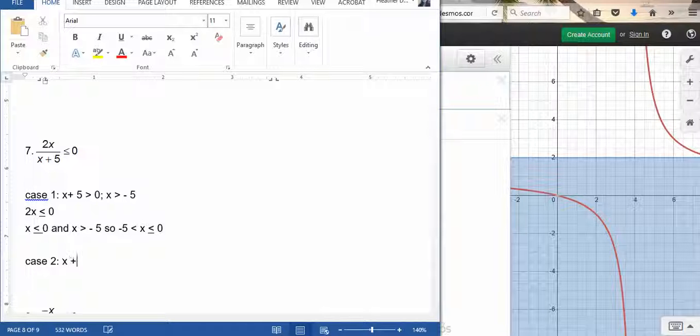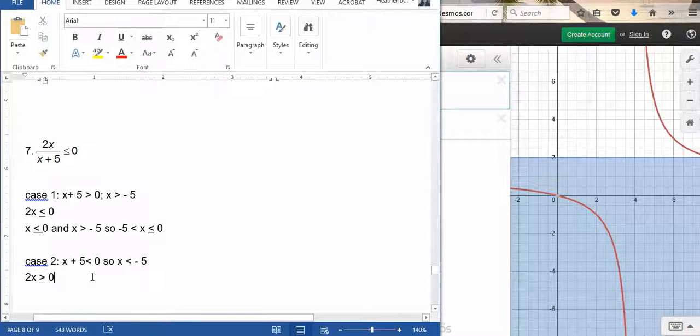Now for case 2, that's when the denominator is less than 0. x plus 5 is negative. So that means that x is less than negative 5. And in that case, you would multiply both sides by a negative number, so the inequality would switch the other way. But you would still be multiplying 0 by some number, so you would get 0. So now we have 2x is greater than 0, and we would solve that and get x is greater than or equal to 0.